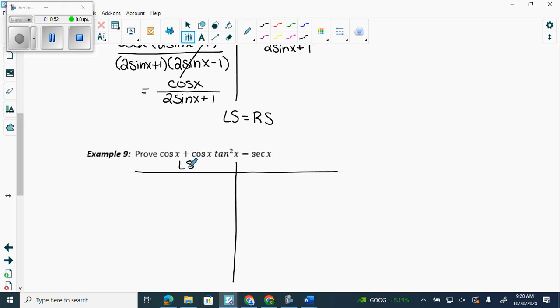Left side, right side. Make sure you're rewriting the first step. Cos x plus cos x tan squared x. I told you guys the people who do really good at proofs in this unit know what's on their formula sheet. Is that true? Is that what I told you?